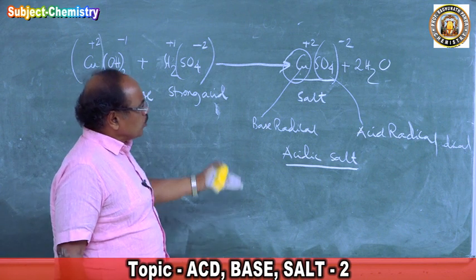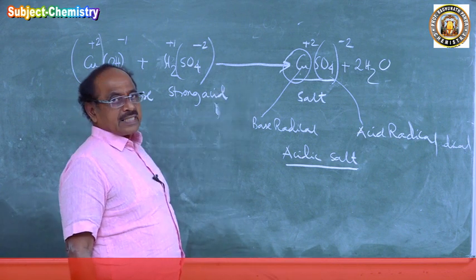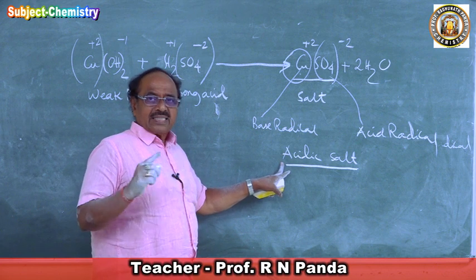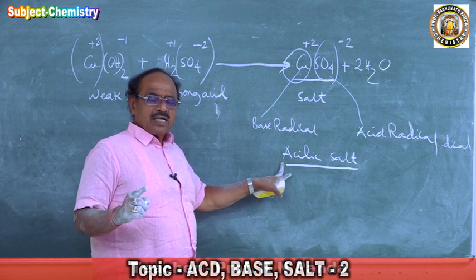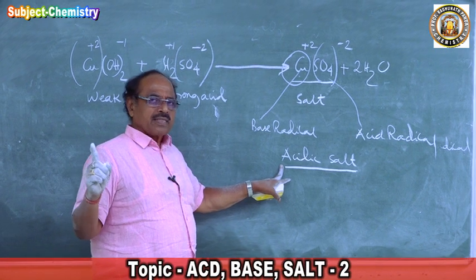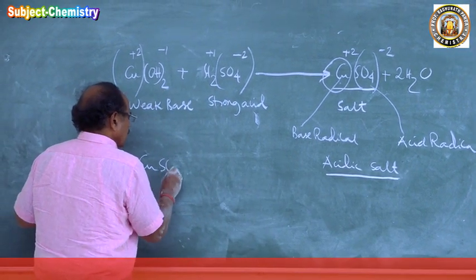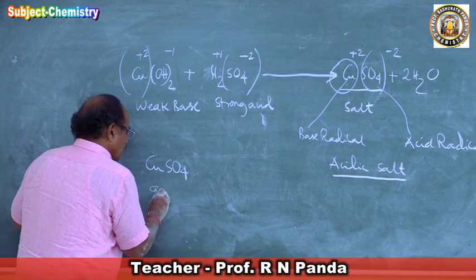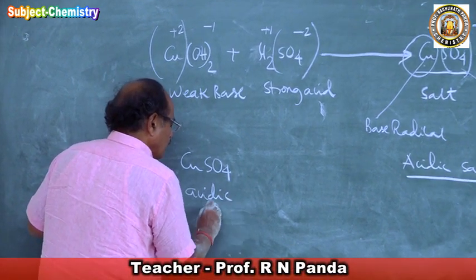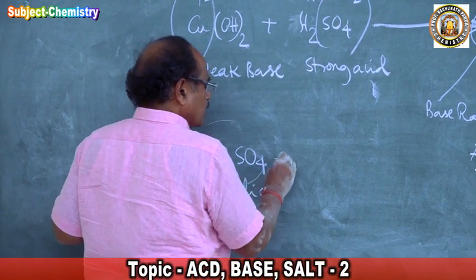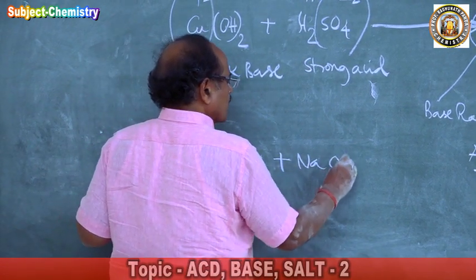Then how do you prove copper sulfate is an acidic salt? If it is an acid, it will react with a base. Acids react with a base to form salt and water. Now if we take copper sulfate, this is an acidic salt. We want to confirm this is an acidic salt, then what should it do? It should react with a base.